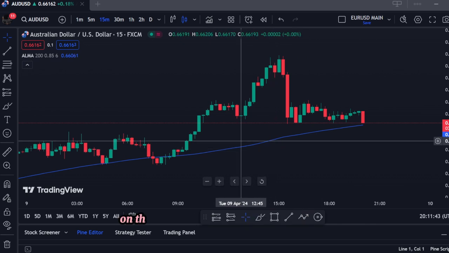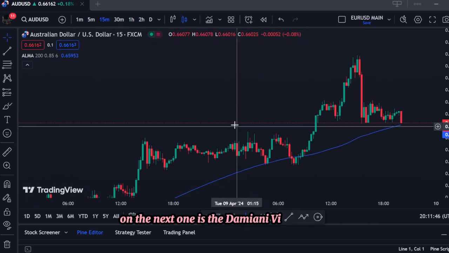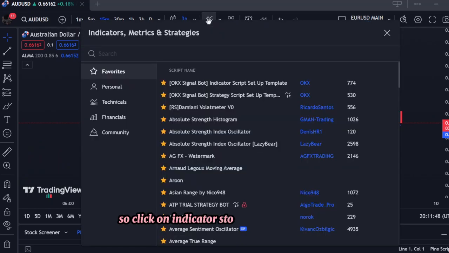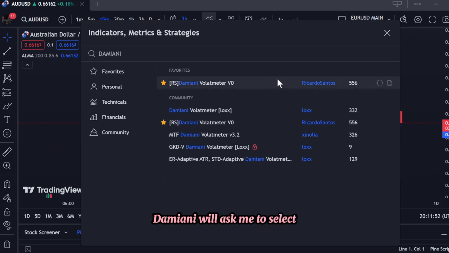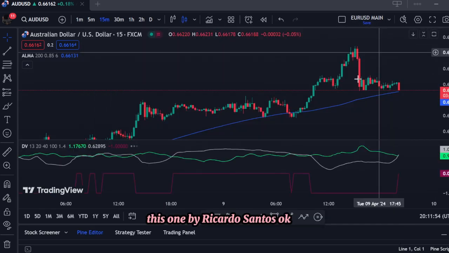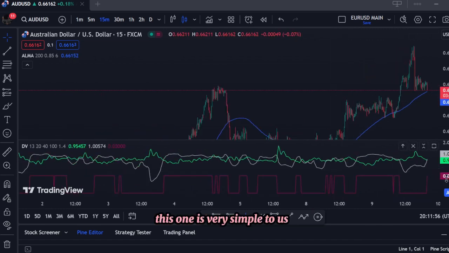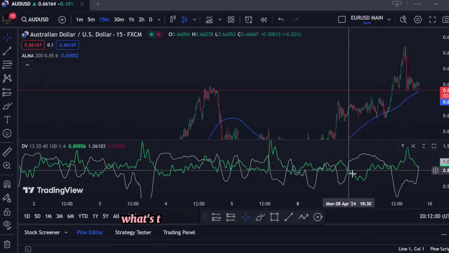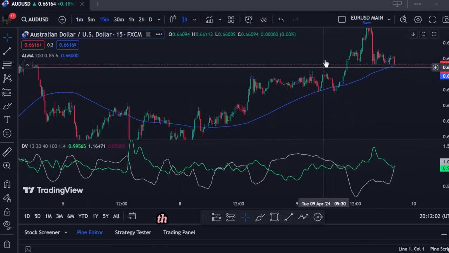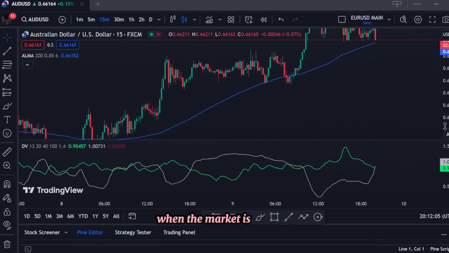The next one is the Damiani Volatmeter. So click on your indicators tab and type Damiani Volatmeter. Select this one by Ricardo Santos. This one is very simple to use. Ignore the red line below. It's just a graphical representation of what this upper indicator is already giving us. This indicator is used for knowing when the market is ranging.